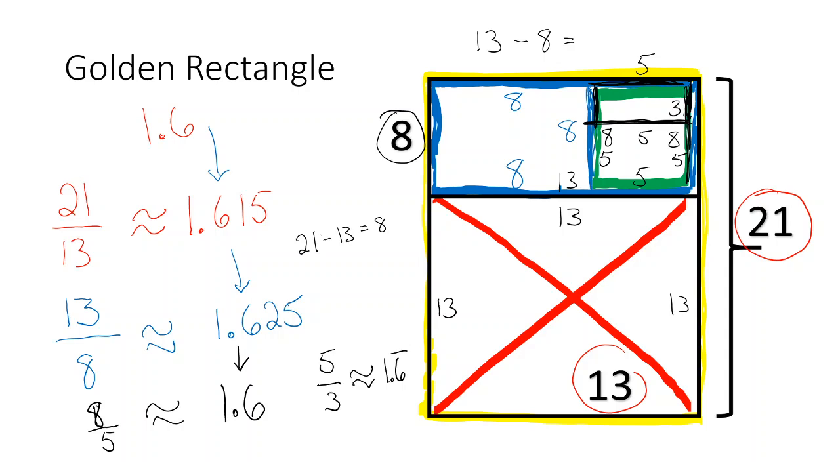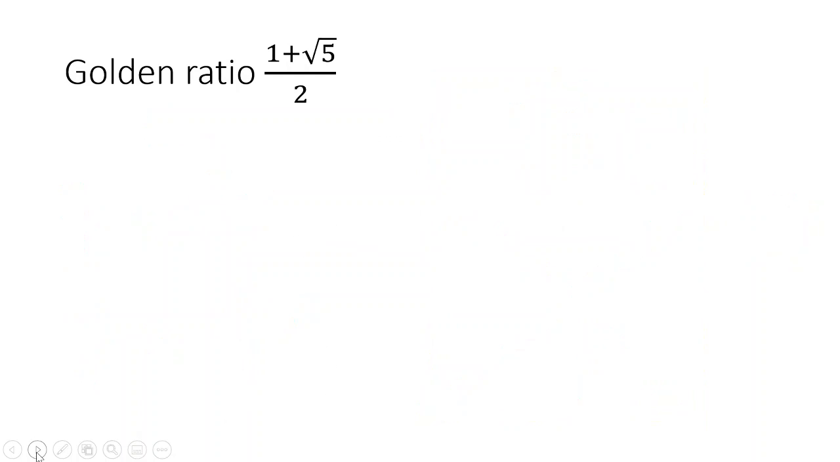Okay, and the idea is you could keep going and keep going, and you'd always have this aesthetically pleasing rectangle that would come by cutting out a square, cutting out a square, cutting out a square. Okay, so we get to the next slide, and it says there actually is an actual golden ratio, and it's (1 + the square root of 5) divided by 2.